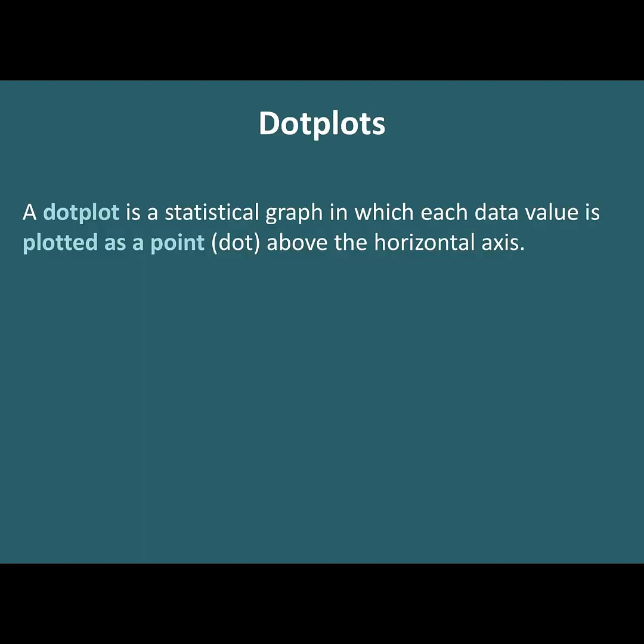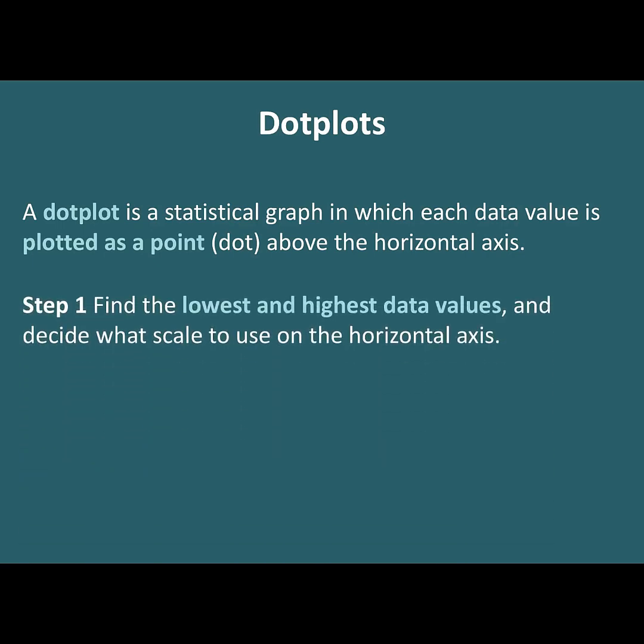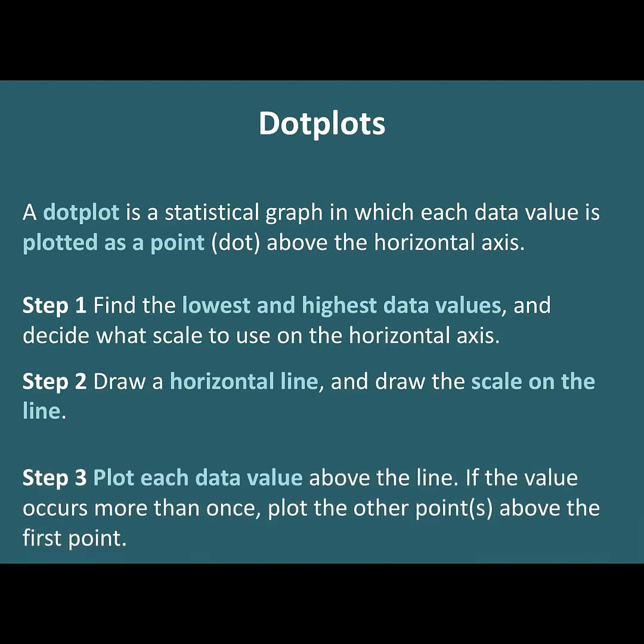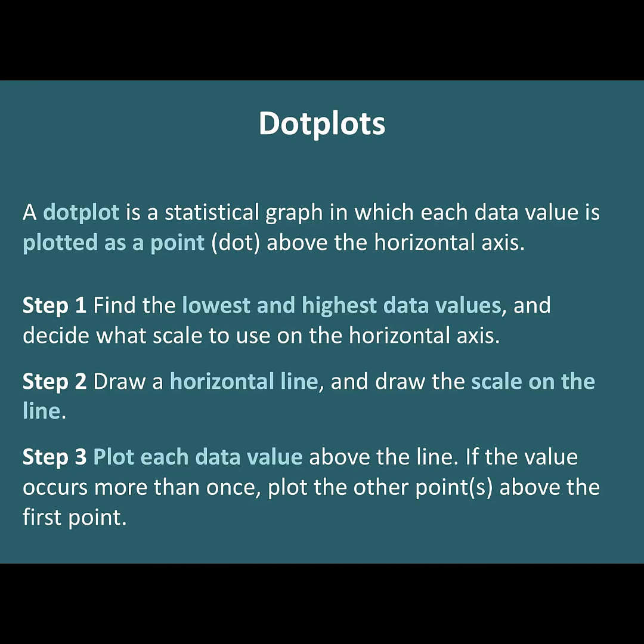Dot plots. A dot plot is a statistical graph in which each data value is plotted as a point above the horizontal axis. To construct a dot plot, first find the lowest and highest data values and decide what scale to use on the horizontal axis. Step 2, draw a horizontal line and draw the scale on the line. Plot each data value above the line. If the value occurs more than once, plot the other points above the first point.